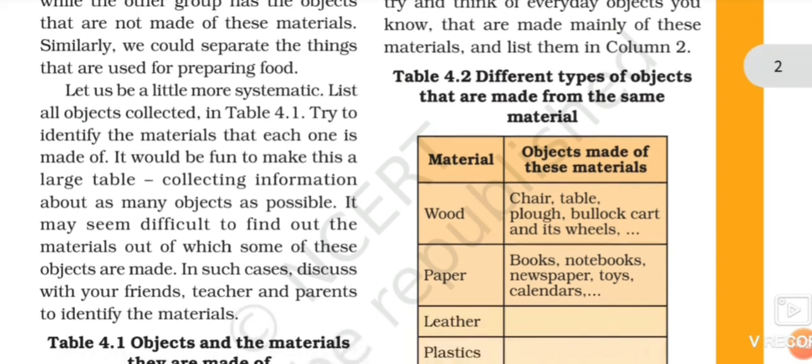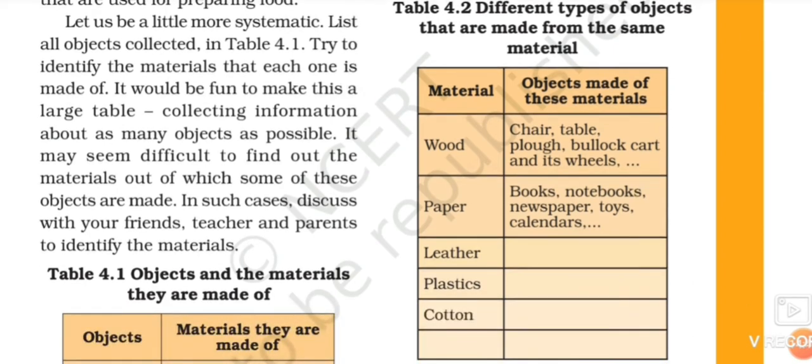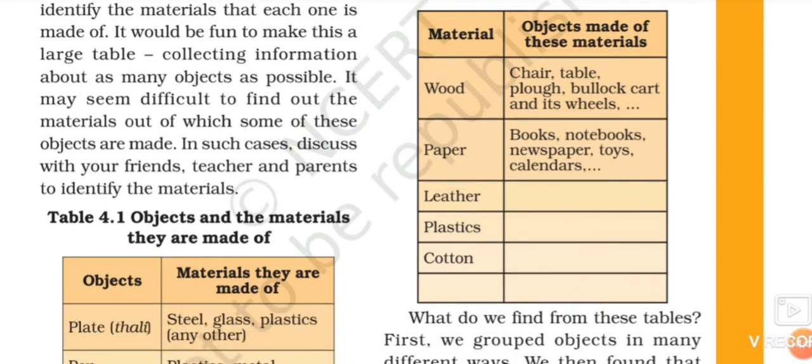So you can group them and separate them easily by using a property of just getting it with the appearance. Let us be a little more systematic. List all the objects collected in table 4.1. Try to identify the objects that each one is made up of. And it would be fun to make this a large table collecting information about as many objects as possible.